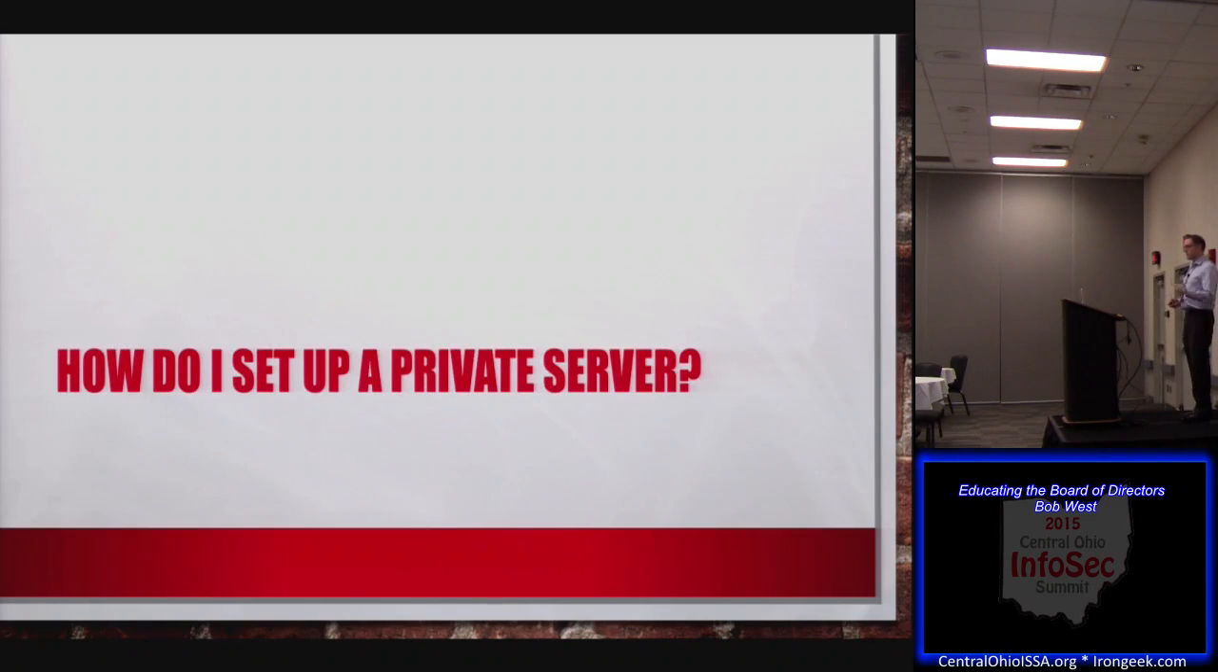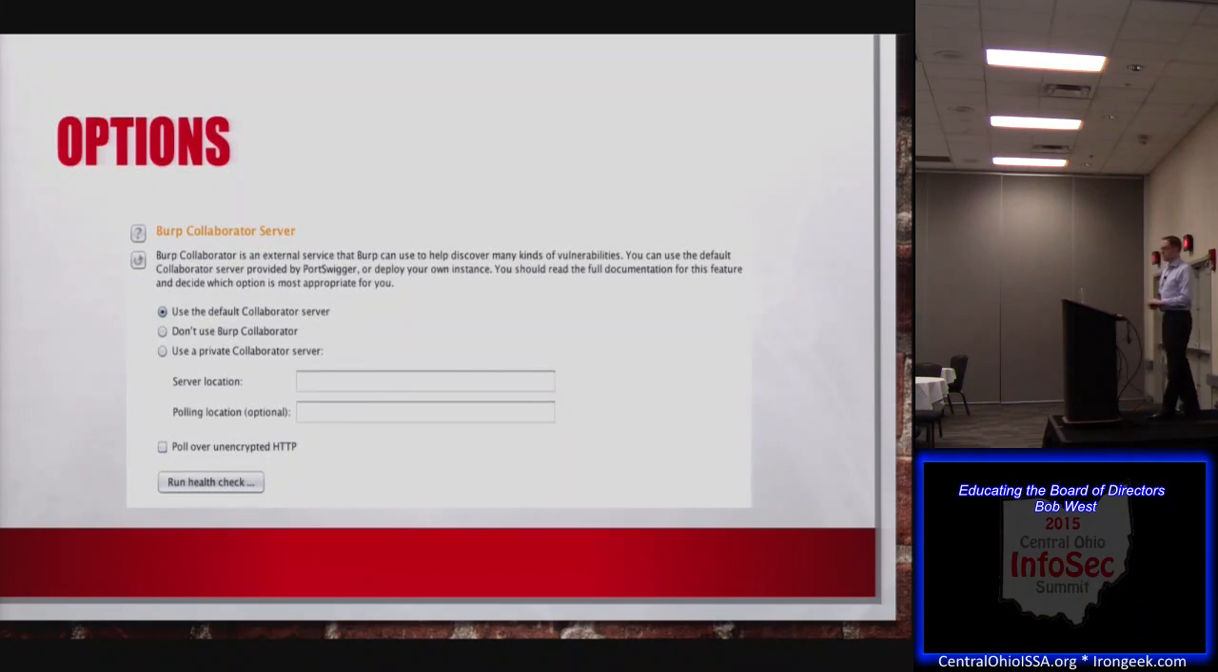So if you want to set up a private server, and I recommend that you do if you use Burp in your environment, it's really not all that difficult, but there are a few things you have to know. You've got three options. First, if you're a Burp user and you don't know it, Burp Collaborator is on by default, and you're using PortSwigger's public server. So something to note if you're an app tester and you use Burp. The middle option is obviously to turn it off, and the option below that is when you set up your own server. And you can set up the server name and the polling location.